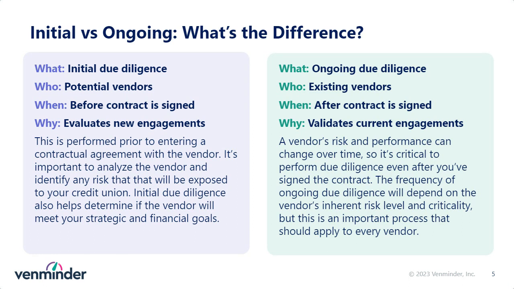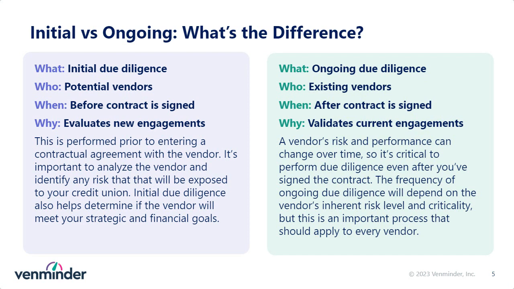And on the other side, you have ongoing due diligence, which applies to existing vendors and should be done periodically after you sign the contract. This process can identify any issues that need to be remediated and helps make sure that the vendor's controls are still in place and working effectively.